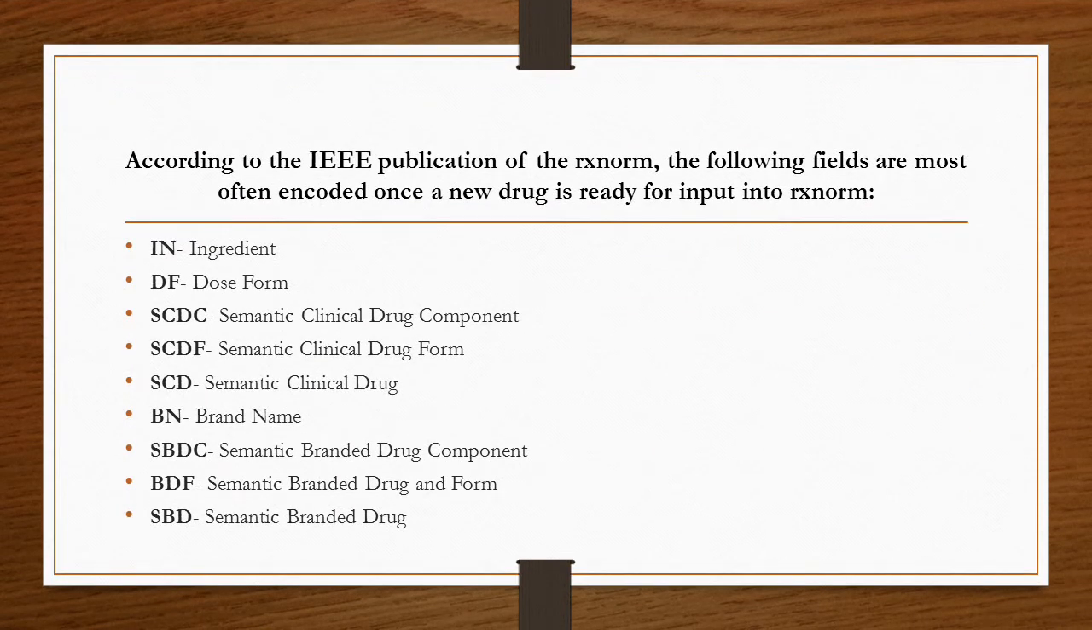According to the IEEE, the Institute of Electrical and Electronics Engineers, publication on RxNorm, the following fields are most often encoded once a new drug is ready for input into RxNorm: IN for ingredient, DF for dose form, SCDC for semantic clinical drug component, SCDF for semantic clinical drug form, SCD for semantic clinical drug, BN for brand name, SBDC for semantic branded drug component, SBDF for semantic branded drug form, SBD for semantic branded drug.